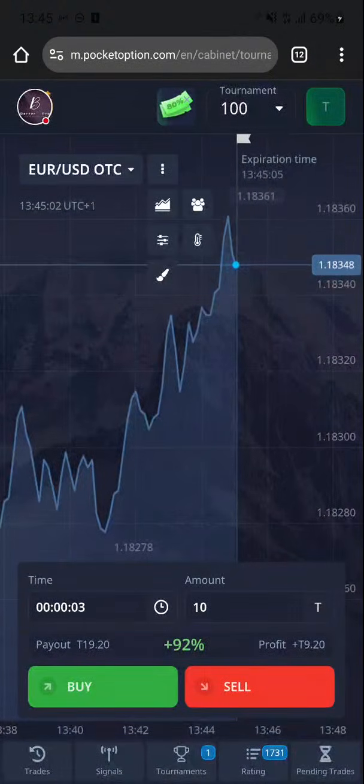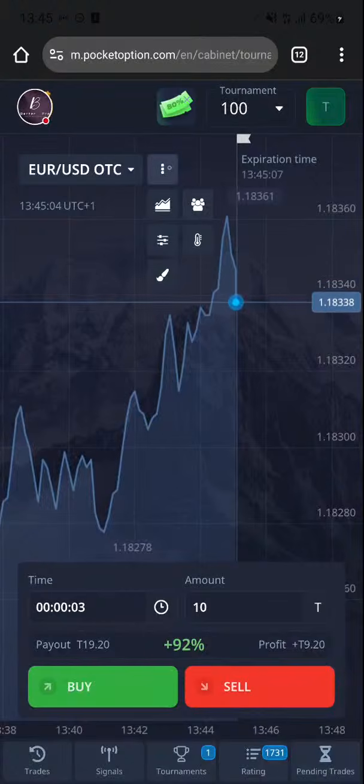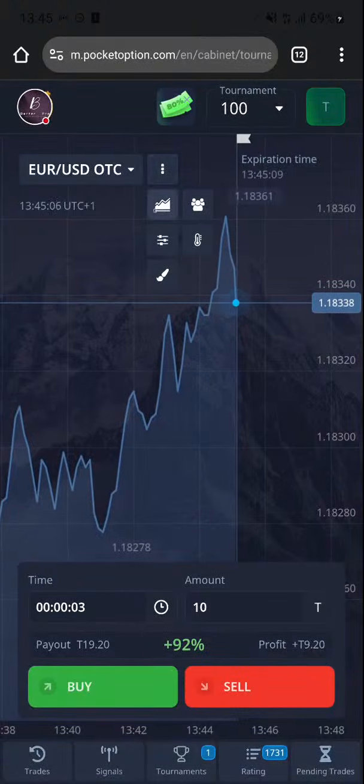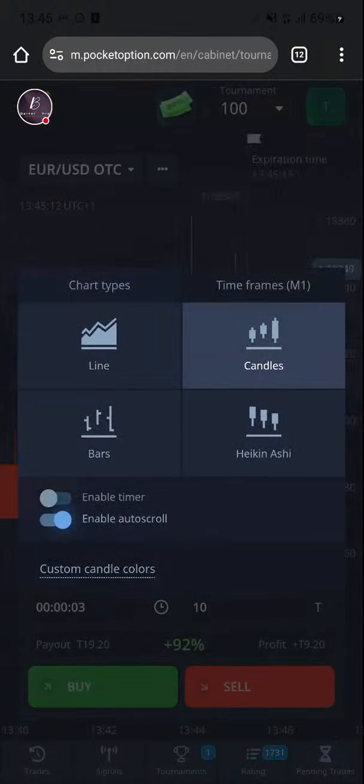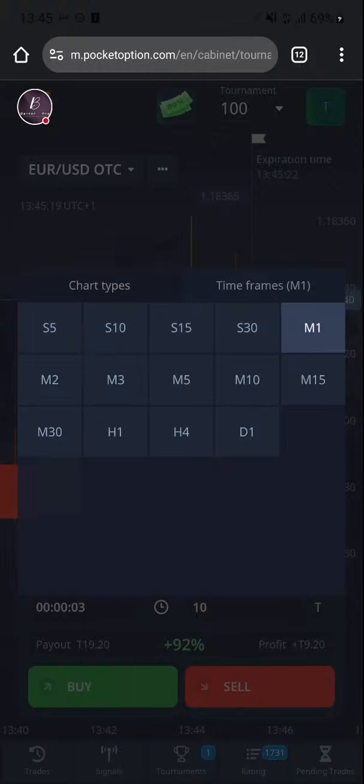The first thing we're going to do now is click this menu button and then this next one here. The chart type we're going to be using is candlesticks, and we will enable the timer for the candles and disable this auto scroll. Then we'll move to this time frame area and select M1. It's already selected anyways.